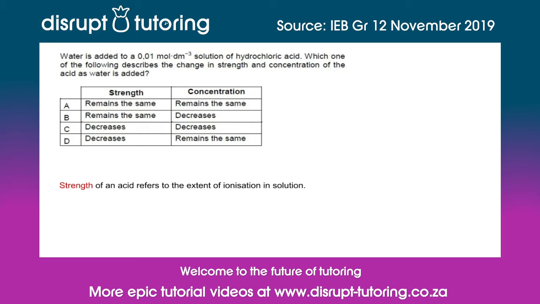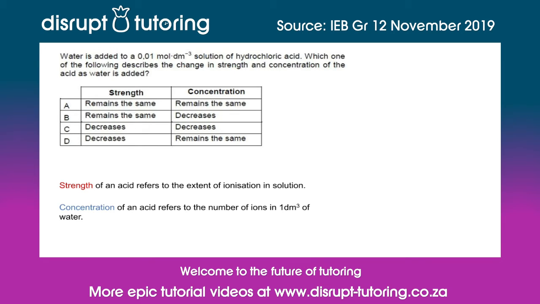The strength of an acid refers to the extent of ionization in solution, and this is specific to the type of acid. The concentration of an acid refers to the number of ions in 1 decimeter cubed of water. So let's look at our options.